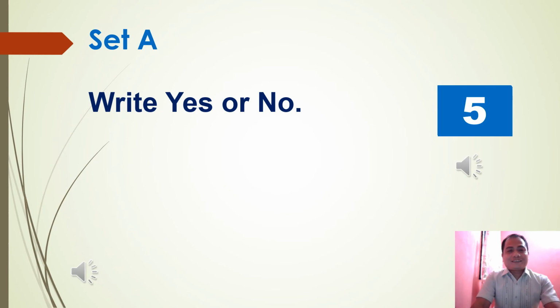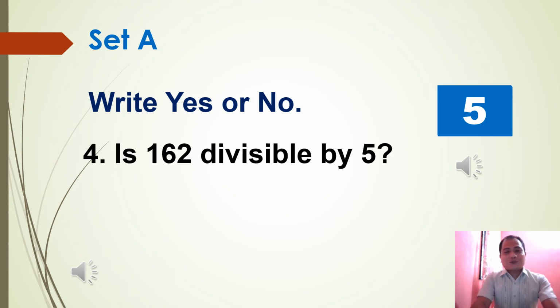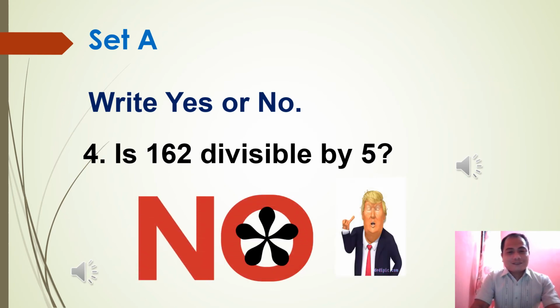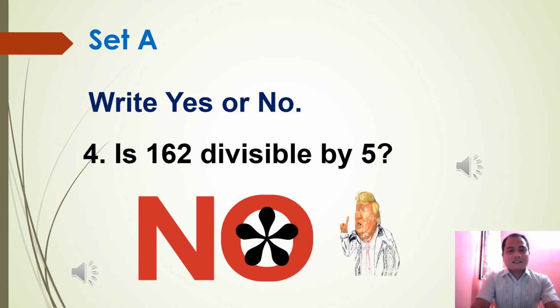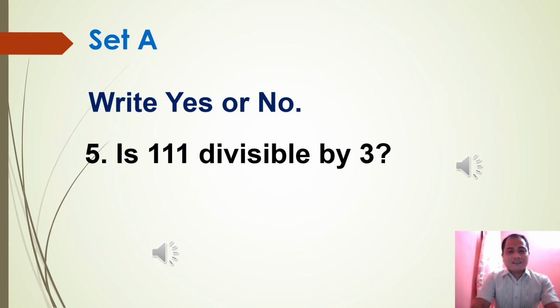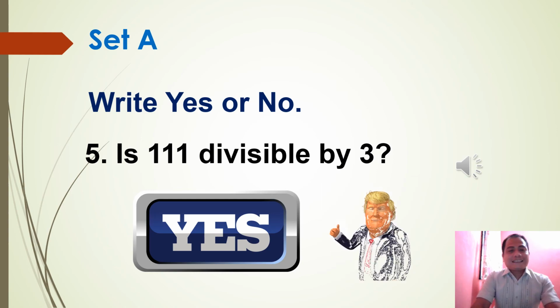Next, number 4. Is 162 divisible by 5? You have 5 seconds to answer. Okay, let's find out. No, it ends with 2, meaning it's not divisible by 5. Number 5. Is 111 divisible by 3? You have 5 seconds to answer. Okay, let's find out. The answer is yes. Very good.